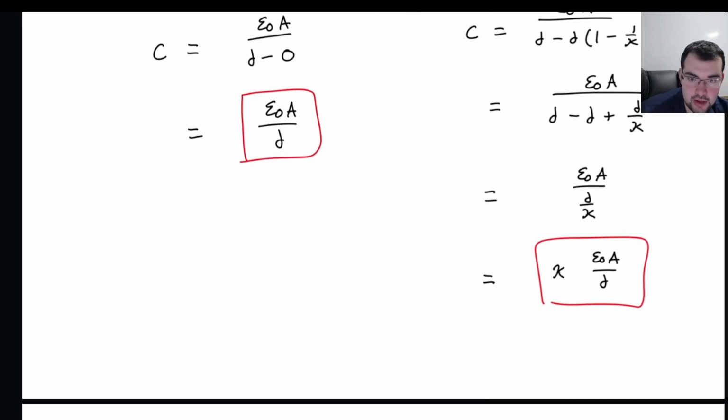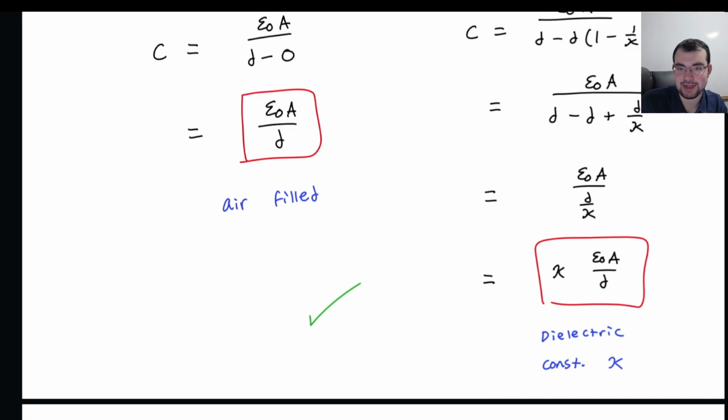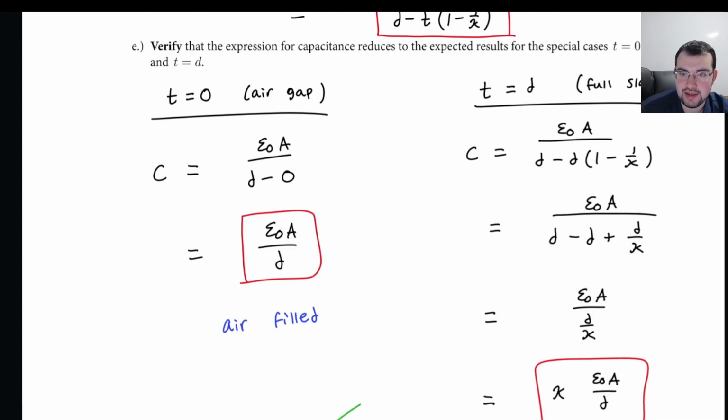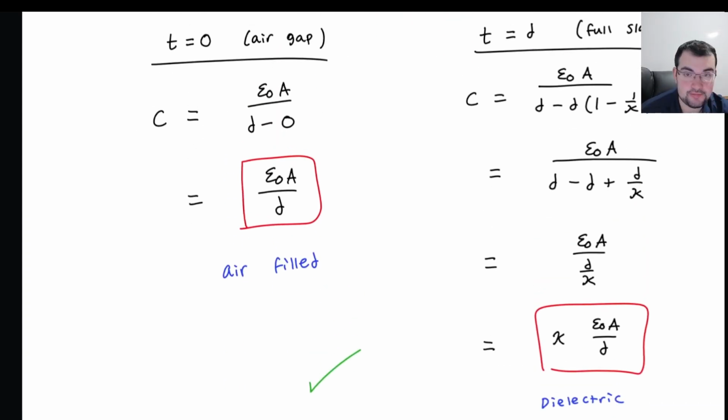So notice our expressions. This is air-filled, and this is dielectric with constant kappa. And now finally we can say, as expected, because I think we actually did expect it, that we get some nice simple cases with those.